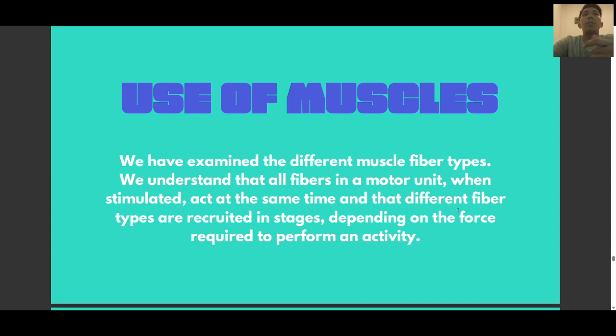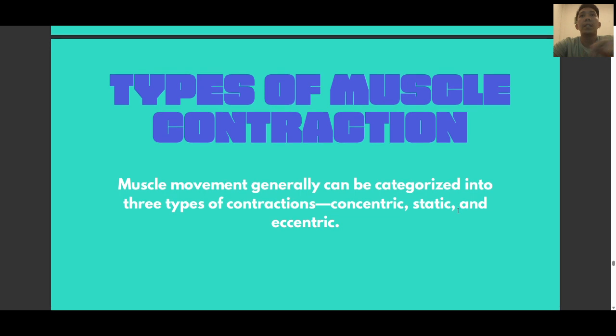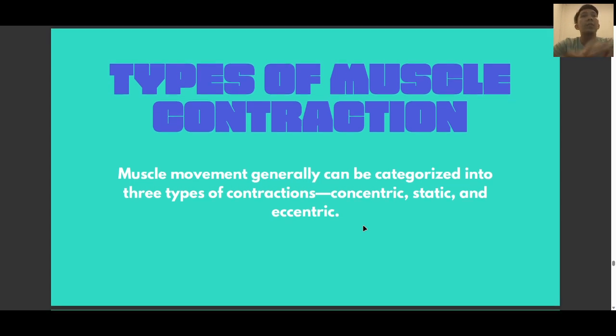So in the uses of muscles, we actually have the types of muscle contraction. Muscle movement generally can be categorized into three types of contractions. So we have concentric, static, and eccentric. And I know you already discussed it in your senior high school, in your physical education. But let's just recall what are the three types of contraction.